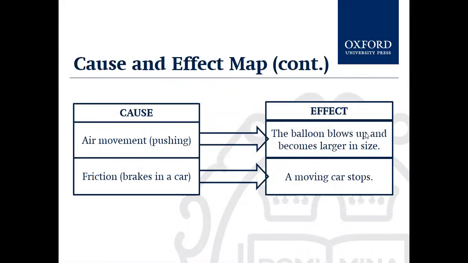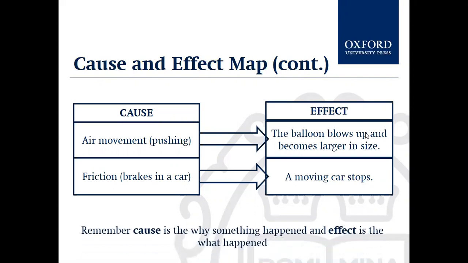The cause is air movement or pushing, and the effect is the balloon blows up and becomes larger in size. The second cause is friction because of the brakes in a car, and the effect is a moving car stops. In the first case, the force causes an object to change shape, and in the second one, the force changes the way something moves. Remember, cause is the why something happened, and effect is the what happened.